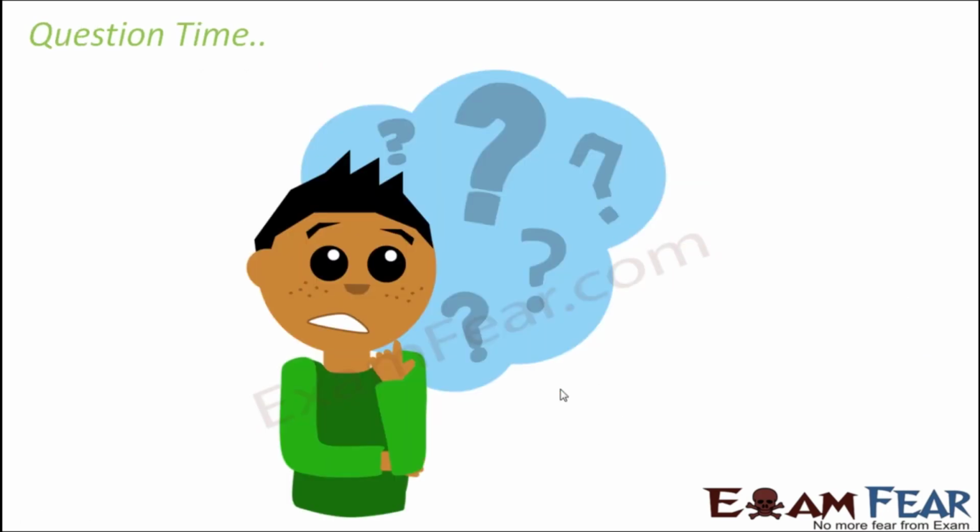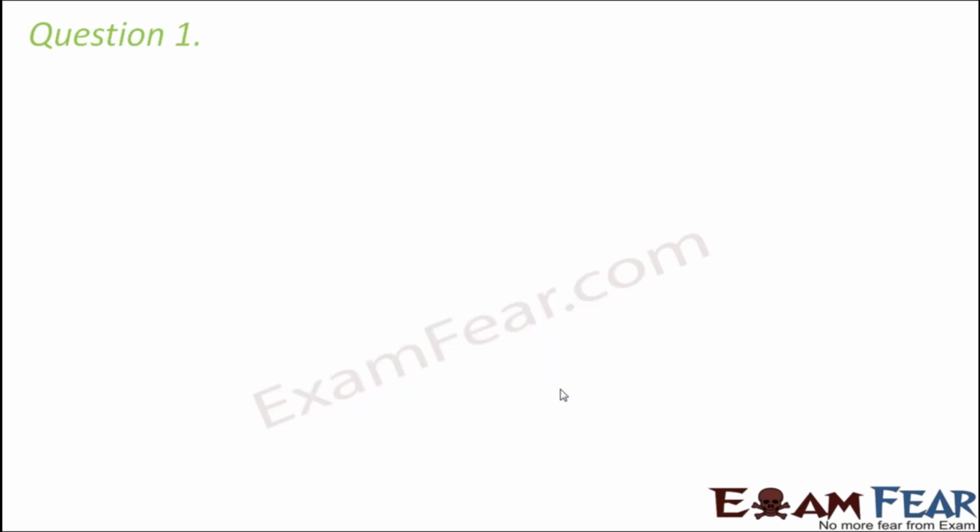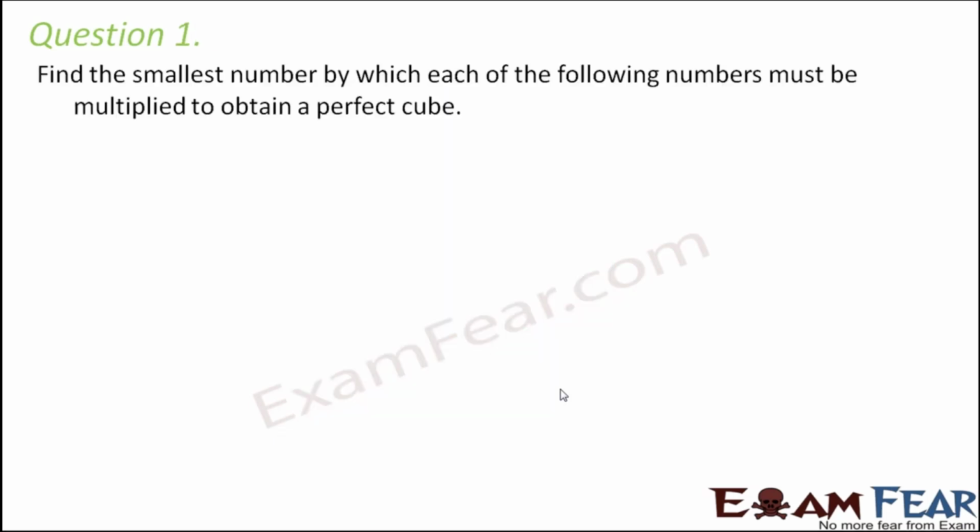So it's question time now. Let's try a few questions. Question number 1. Find the smallest number by which each of the following numbers must be multiplied to obtain a perfect cube. Okay, so we are given two numbers, 72 and 675. So let's start with the first number. Our first step is to do prime factorization.